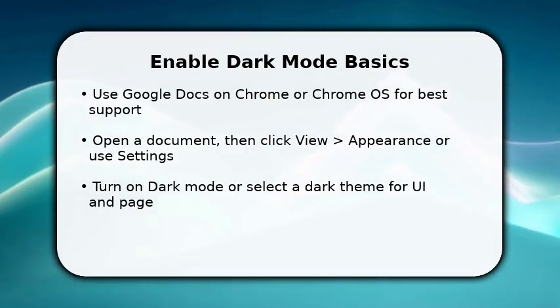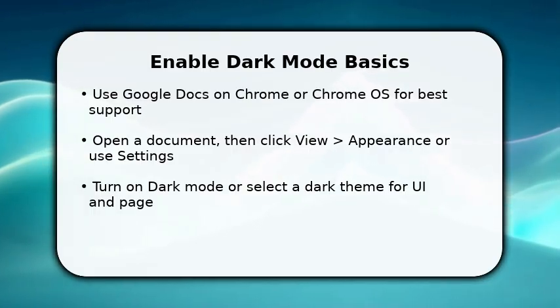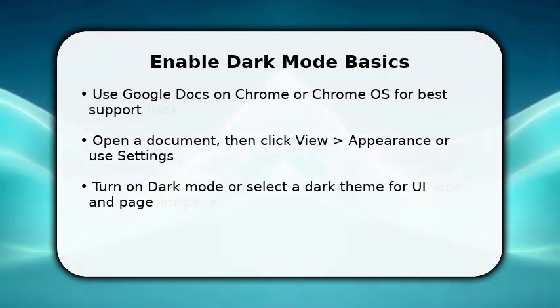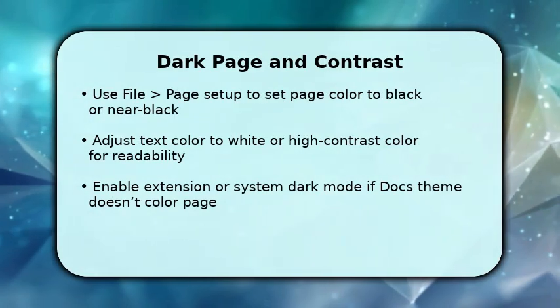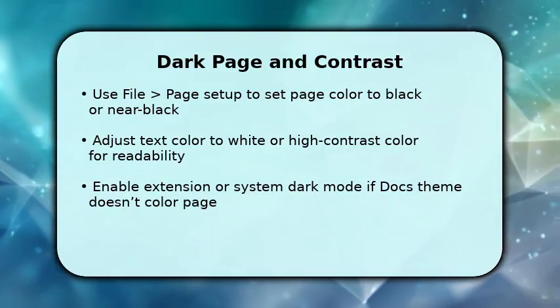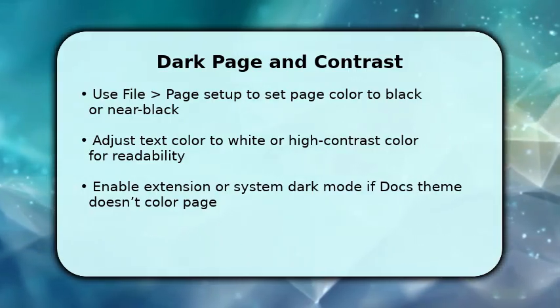Once done, pause to check that the toolbar and menus have shifted to darker colors so you know the setting applied. Next, you deal with the document page itself, which sometimes remains white even with UI dark mode. Go to File, then Page Setup, and set the page color to black or a very dark gray. This makes the page background dark for printing preview and on-screen.